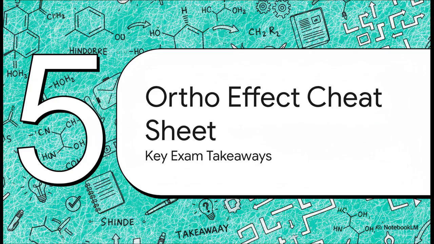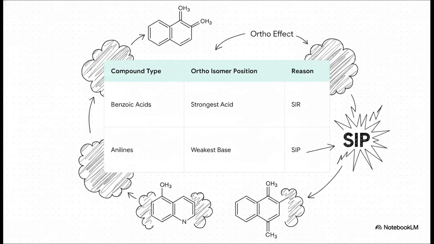Okay, I know that was a lot to take in, so let's boil it all down into a simple, practical cheat sheet that you can use to absolutely nail these questions every single time. And here it is. It really just comes down to two simple rules. For any substituted benzoic acid, the ortho isomer will always be the strongest acid. The reason? SIR. And for any substituted aniline, the ortho isomer will always be the weakest base. The reason? SIP. That's it. That's the whole key to defeating this exam trap.